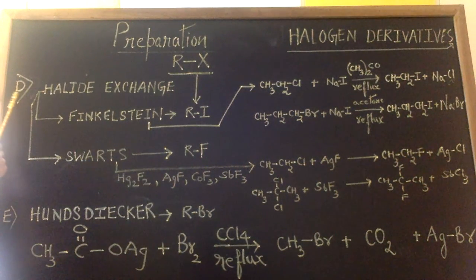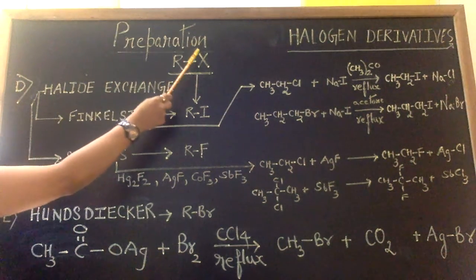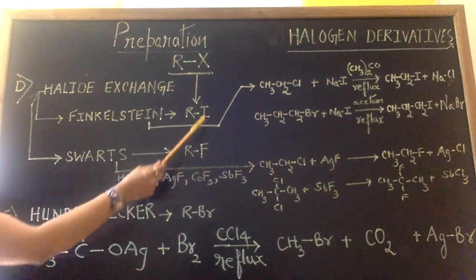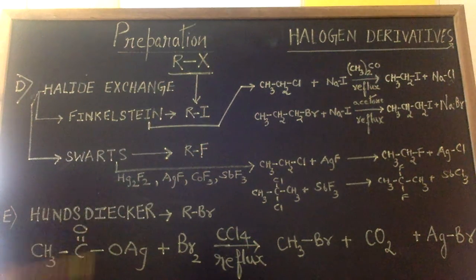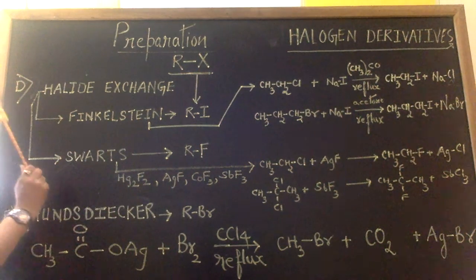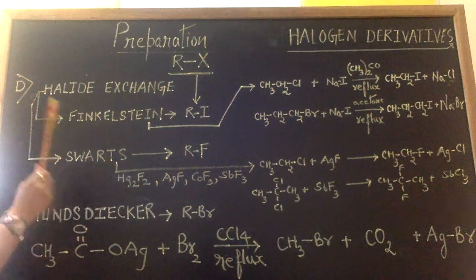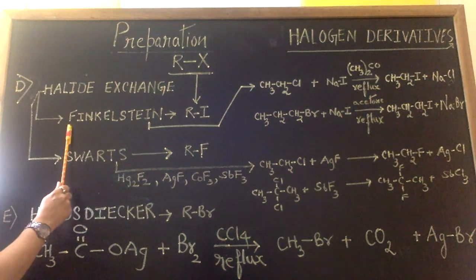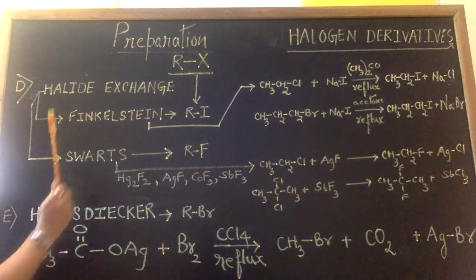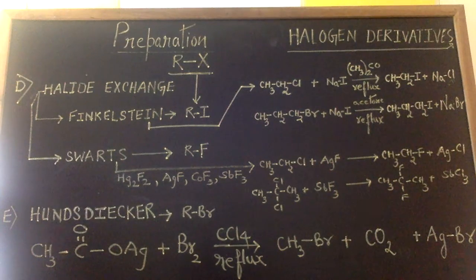The second last method to prepare haloalkanes is the halide exchange method, where one halogen is replaced by another halogen. That is a method where, surprisingly, an alkyl halide is converted into another alkyl halide. The halide exchange method includes two reactions, Finkelstein's reaction and Swarts reaction.